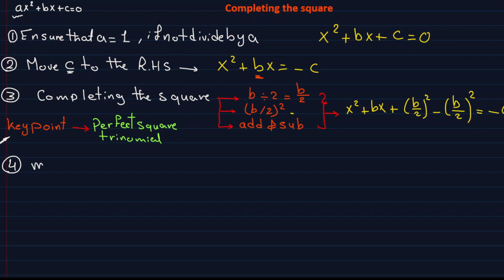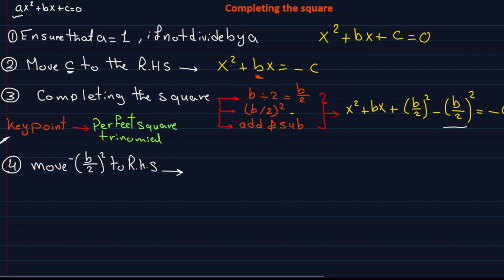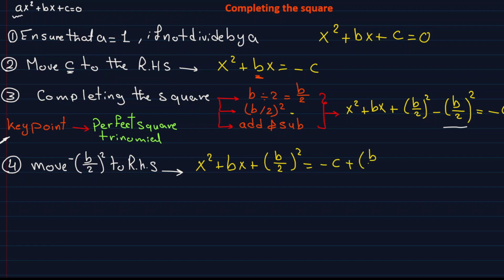So again, we're gonna move the constant, which is negative b over 2 squared, to the other side. And our equation now will become x squared plus bx plus b over 2 squared equal to minus c plus b over 2 squared. Step number 5, factor the left hand side of the equation.